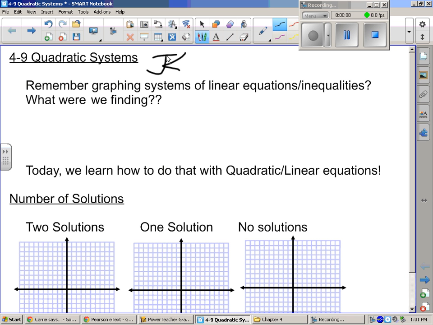All right, today we're doing section 4.9, which is systems of equations, but today is a little bit different because we're going to have quadratics in there. So I got a little review here.